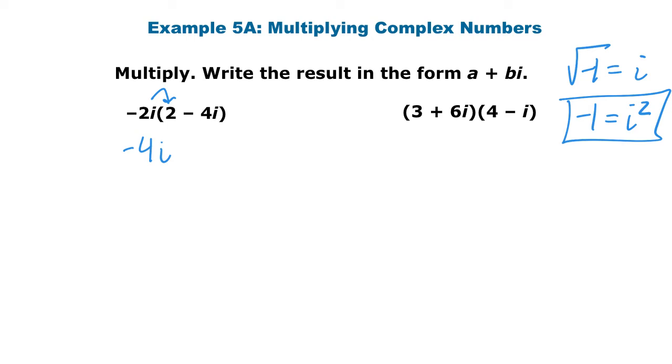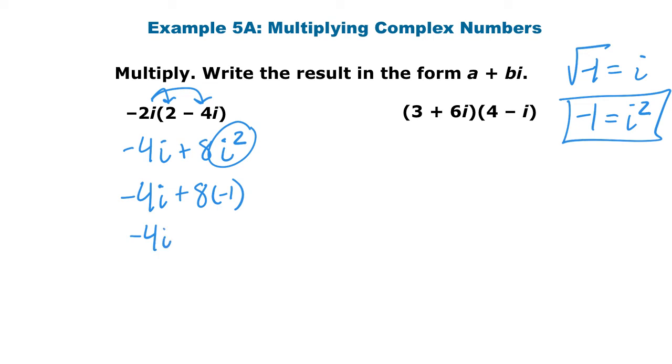So over here we'd have -4i, and then here I'd have plus 8i squared. But I'm going to simplify this. i squared is -1. So I'm going to rewrite this as -4i plus 8 times -1 and keep simplifying. And it is more proper to do the term with i second. And so there it is.